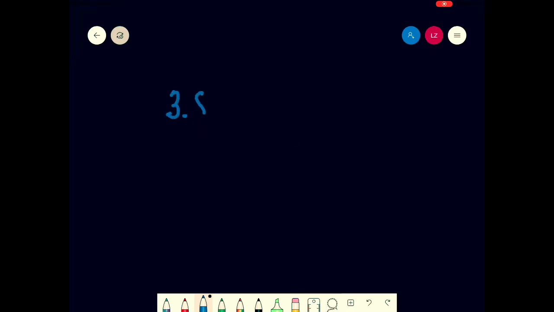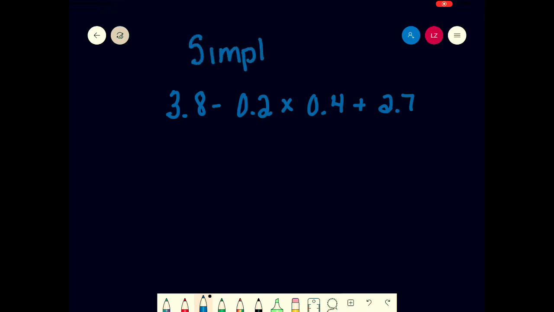3.8 minus 2/10 times 4/10 plus 2.7. Okay, and when this says simplify, that just means get your answer. Simplify this big long equation into a simple answer.